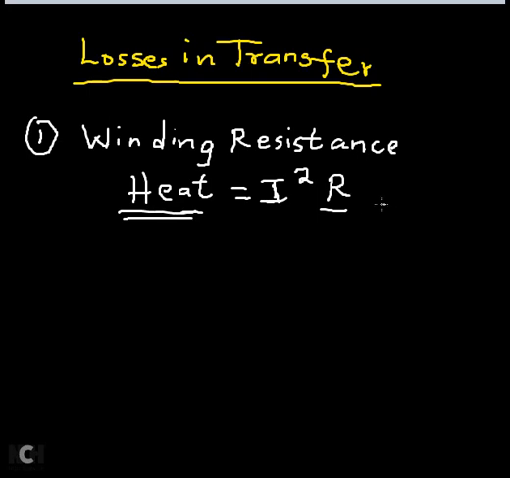So, to minimize the losses due to the winding of the transformer, I'm going to use a copper wire that is very thick, because a thick copper wire will have less resistance. So I will need a thick copper wire. What I mean by thick copper wire is a wire that has a high cross-sectional area.